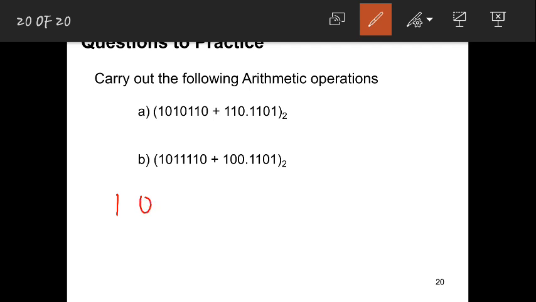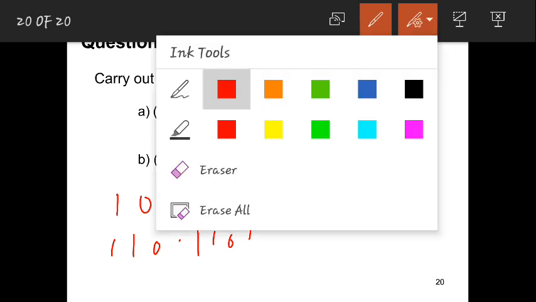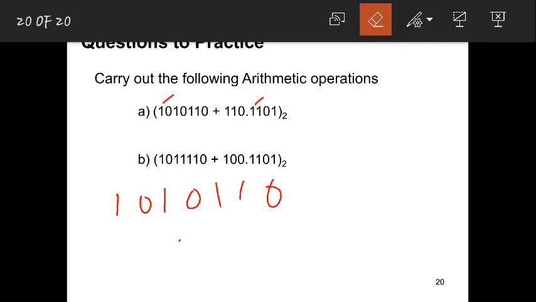First is 1 0 1 0 1 1 0. This number you're adding with this number, right? So you can't write 1 1 0 1 1 0 1 in this way. You can never write that, or else you may think maybe I should start from the LSB, so start writing 1 0 1 1 . 0 1 1. You can't even do that. Always remember, this is an integer number they have given, and this is the fractional number they have given.